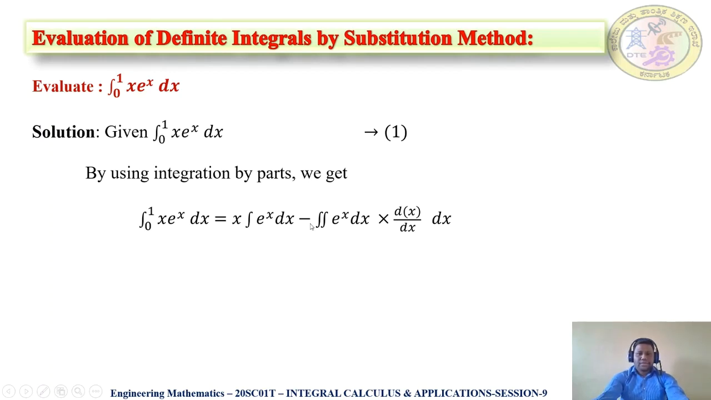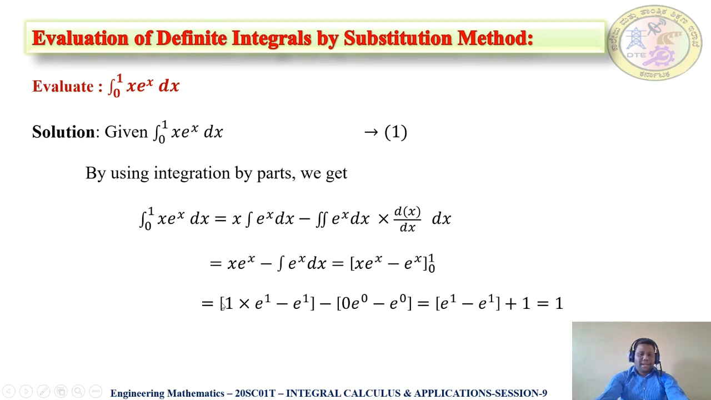So if you substitute here, x into the integration of e power x is e power x, minus the integration of e power x dx is e power x. The differentiation of x with respect to x is 1 and it remains with dx. Again, what is the integration of e power x? E power x. So finally it remains with x into e power x minus e power x, between the limits 0 to 1. Once you complete this integration by parts, then we have to apply the limits here.